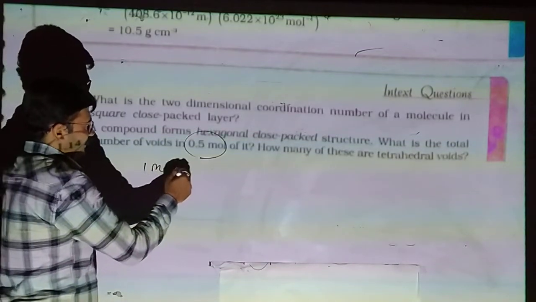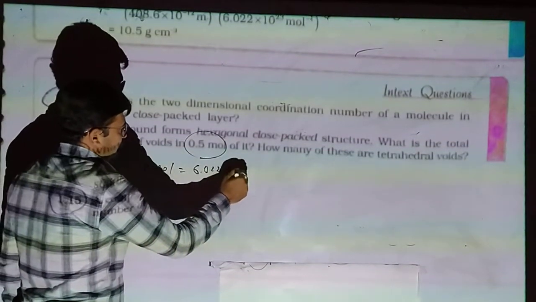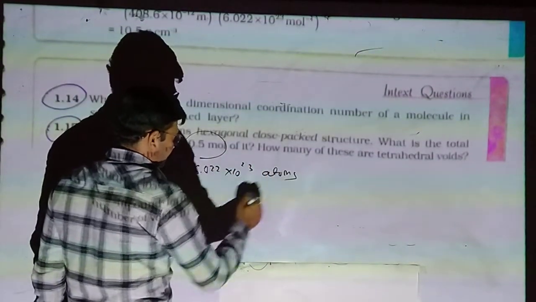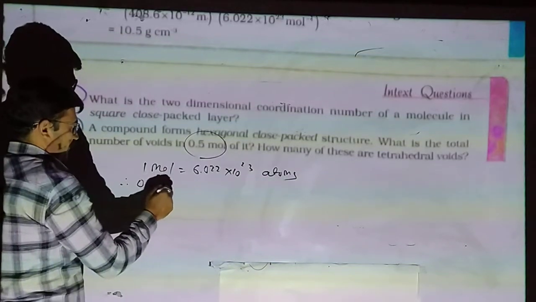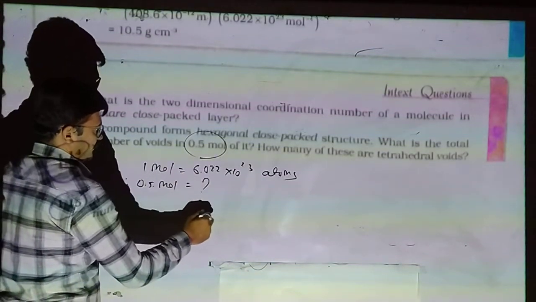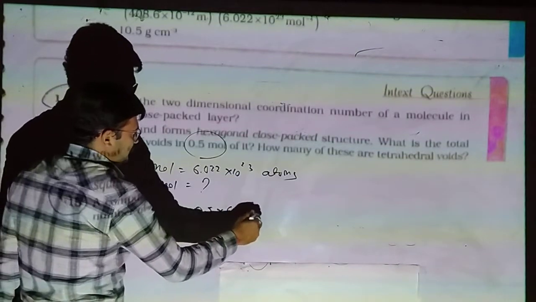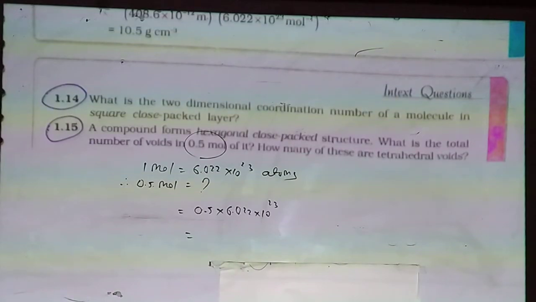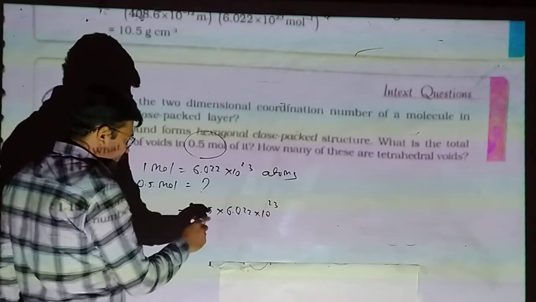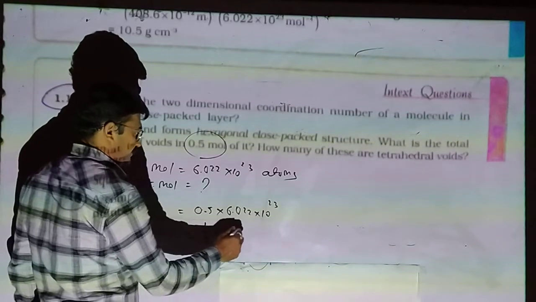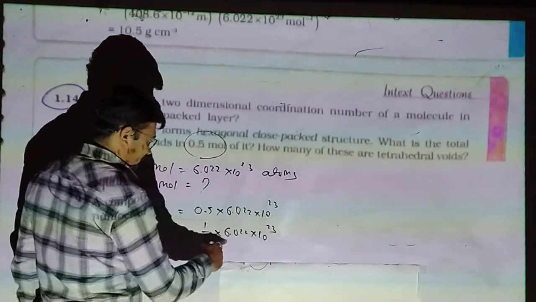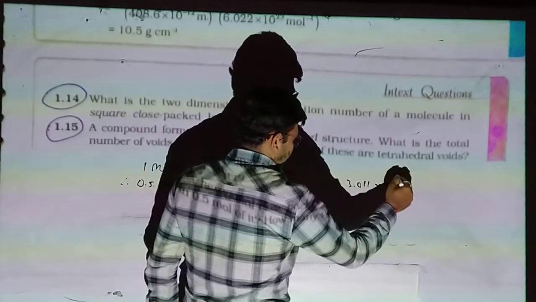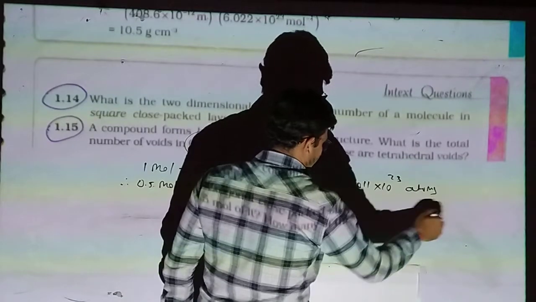So 1 mole equals 6.022 into 10 raised to 23 atoms. Therefore, in 0.5 mole, how much? So 0.5 into 6.022 into 10 raised to 23. So 0.5 means one half, so we have to divide by 2. So 3.011 into 10 raised to 23 atoms.